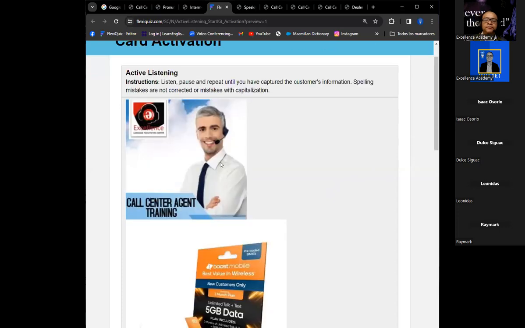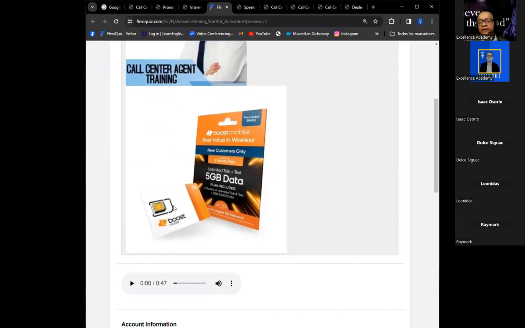Okay, so this is a photo of what a starter kit could look like. This is for the carrier Boost Mobile. So all the carriers have it, AT&T, T-Mobile, Verizon, they sell their own starter kits. So this is a starter kit.